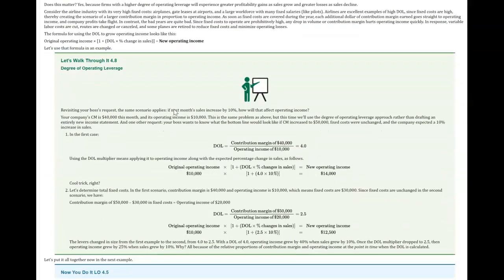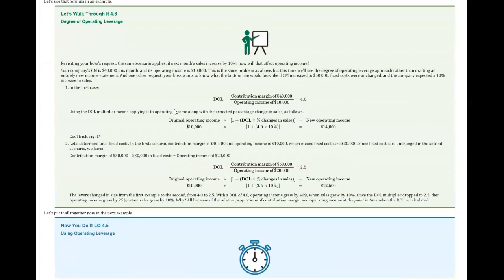So let's go down to this example. This is working off an example that's someplace in the chapter, revisiting your boss's request. I don't know where the request is, but the situation is that next month's sales are going to increase by 10%. The contribution margin is $40,000. Operating income is $10,000. So if we put that into the formula, 40,000 divided by 10,000 gives us a degree of operating leverage of 4.